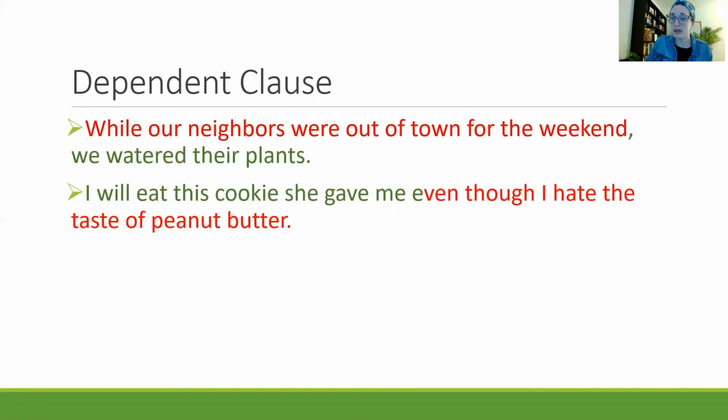While our neighbors were out of town for the weekend, comma, we watered their plants. So there we have that complete independent thought, we watered their plants. And when we attach it to the old dependent clause, together they make a complete thought. Our other one says, I will eat this cookie she gave me, even though I hate the taste of peanut butter. So we still include that original phrase there, even though I hate the taste of peanut butter, but we add an independent thought, I will eat this cookie.